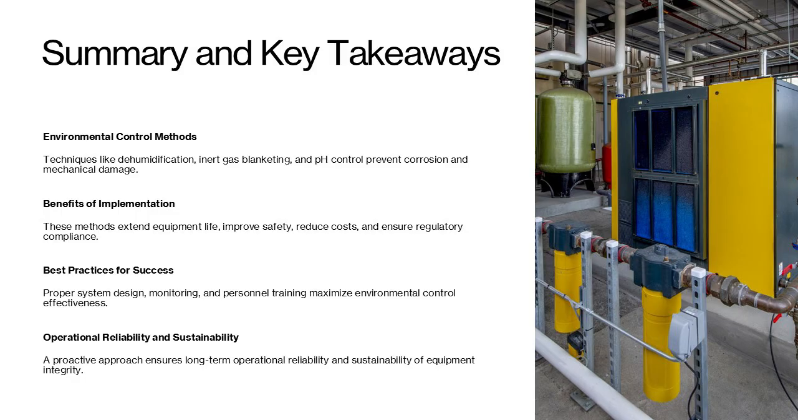Summary and key takeaways. Environmental control is a strategic approach to preventing corrosion, erosion, and mechanical damage by modifying the surrounding conditions that contribute to these issues. Methods such as dehumidification, inert gas blanketing, and pH control address critical factors like moisture, oxygen, and chemical aggressiveness. Implementing these techniques not only extends equipment life but also enhances safety, reduces maintenance costs, and supports regulatory compliance.